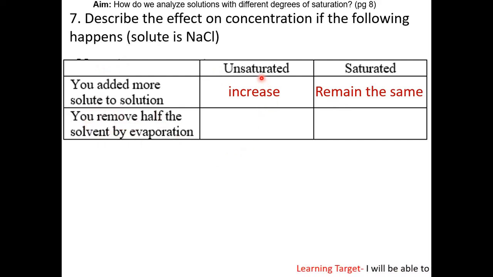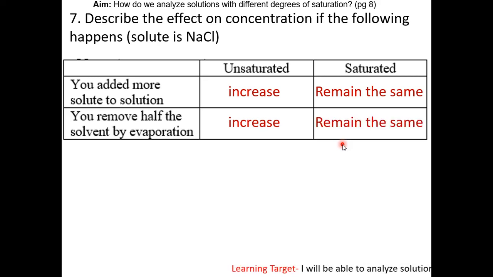In the second scenario, you remove half the solvent by evaporation. For an unsaturated solution, since concentration is dependent on the volume of the solution, the concentration will increase. But for a saturated solution, the concentration is at its max. No more solute can be dissolved. Therefore, the concentration remains the same.